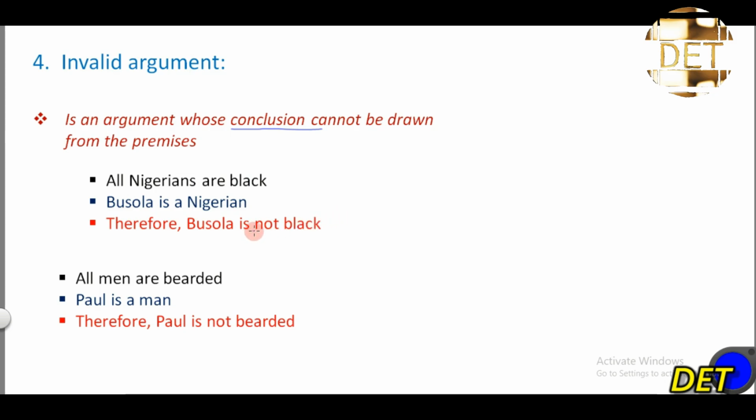So that Busola is not black is an invalid argument because this conclusion is not drawn from the premises. The premises say all Nigerians are black. Busola is a Nigerian, therefore Busola is not black. If we say therefore Busola is black, that will be a valid argument because the conclusion was drawn from the premises. But here we have therefore Busola is not black. This makes this argument an invalid one because the conclusion is not drawn from where? From the premises. The conclusion is not drawn from the premises.